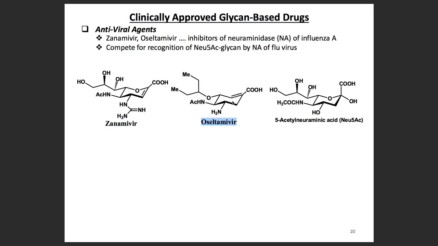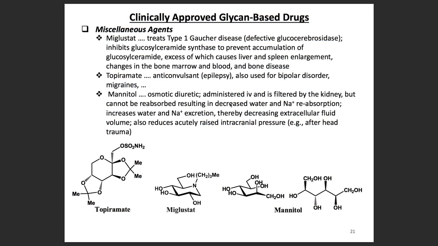And once again, this particular agent is not really a sugar, right? There is no ring oxygen, but it is a pseudo sugar. So therefore we claim it to be a sugar. There are at least a few sugar-like molecules that have made it into the clinic, one of them is topiramate, miglustat, and mannitol, as well as a couple of others.